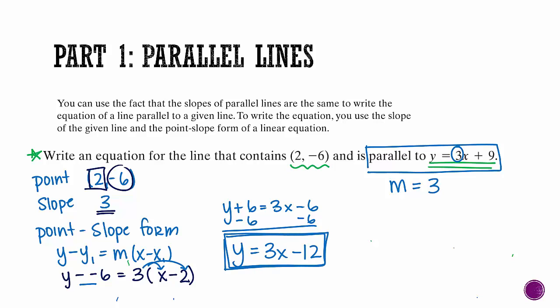Now make sure you compare this before you're done with this problem. Remember, we wanted this line to be parallel to the line that they gave us. So I look at this line's slope and this line's slope over here, and they're both 3. So that means they are parallel.